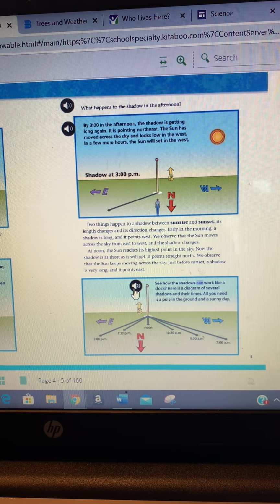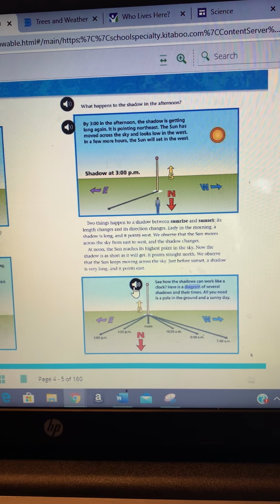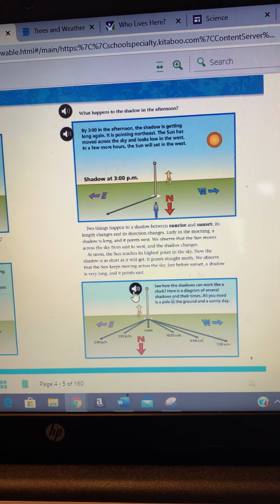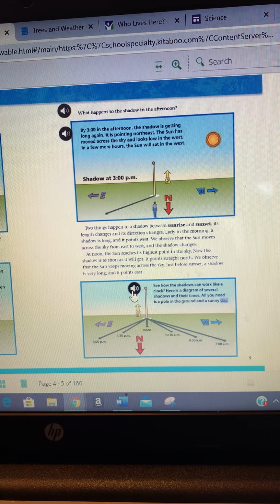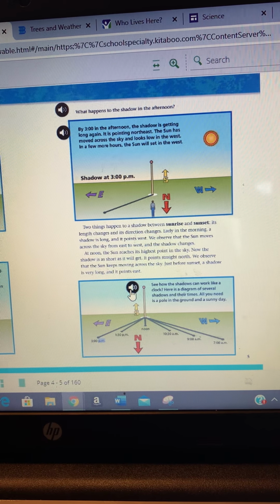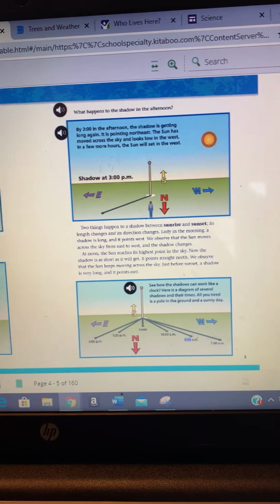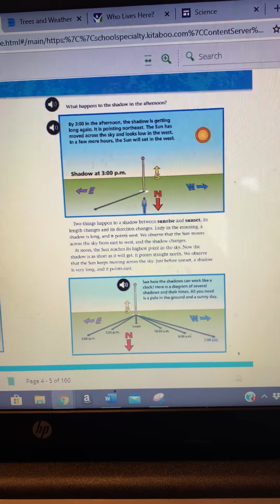See how the shadows can work like a clock? Here is a diagram of several shadows and their times. All you need is a pole in the ground and a sunny day. 3 o'clock p.m., 1:30 p.m., noon, 10:30 a.m., 9 o'clock a.m., 7 o'clock a.m.